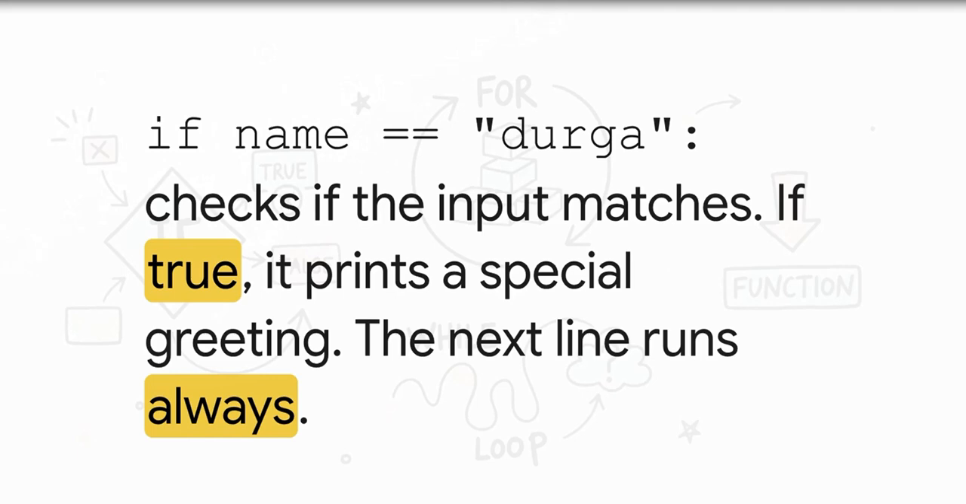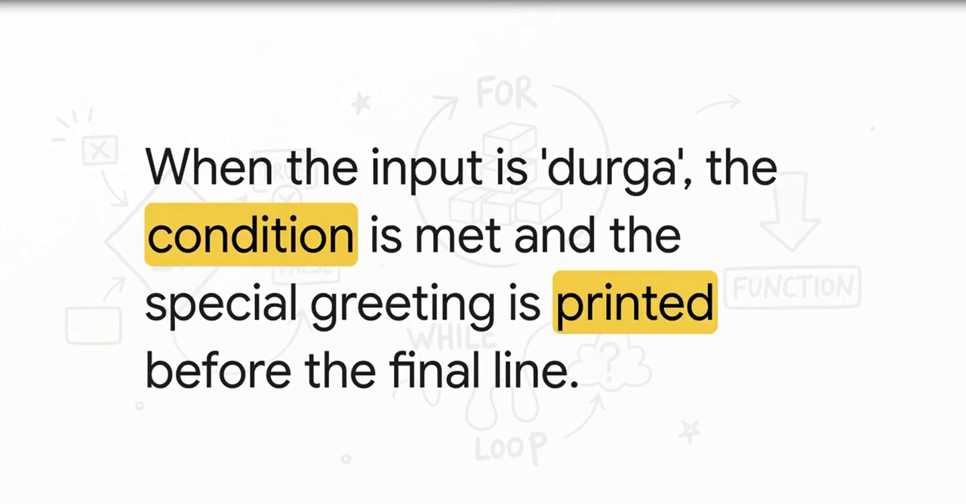And notice that last print statement? It's not indented, so it's outside the if block. That means it runs every single time no matter what. And boom, there's the output. We typed in Durga, the condition was true, and it printed that special greeting. Perfect. But what happens if the name isn't Durga? Right now, our code just skips that special greeting and moves on.